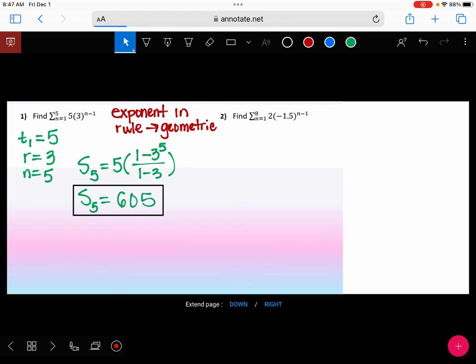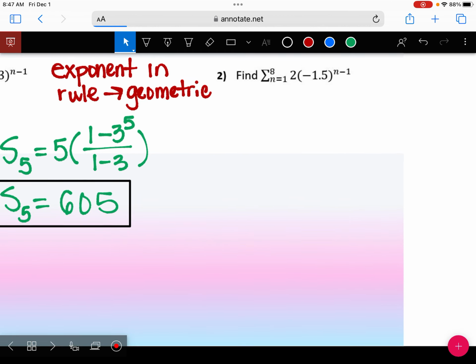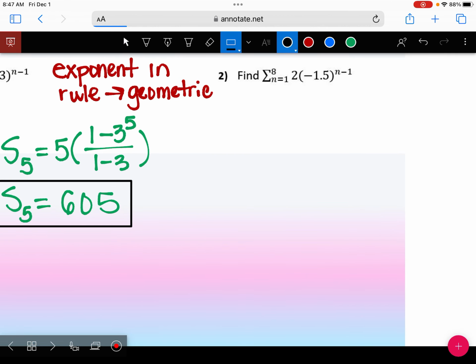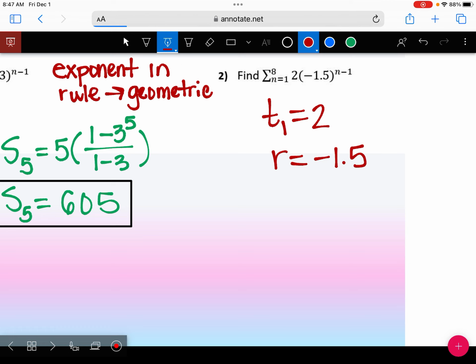Now for question 2, and we'll end after question 2. We have our first term is what? What is our first term? 2. Good. What's our common ratio? Negative 1.5. And how many terms? What's the number at the top of the sigma? 8. Now when you have a common ratio that's negative, you should put this in parentheses in your formula to get the correct answer.